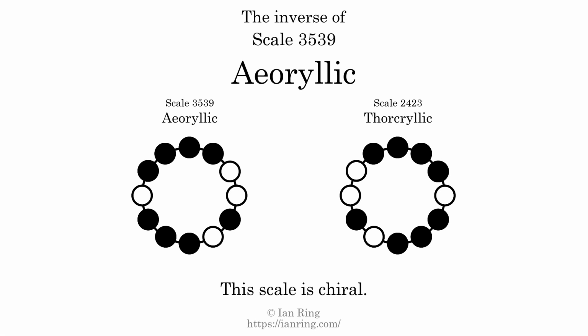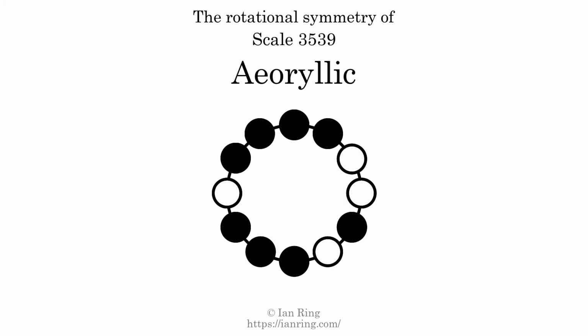The inverse of a scale is a mirror image. It is what you get when the sequence of intervals is reversed. The inverse of this scale is scale 2423, also known as Aeoryllic. This scale is chiral. It cannot transform into its inverse by rotational transformation. This scale has no rotational symmetry.